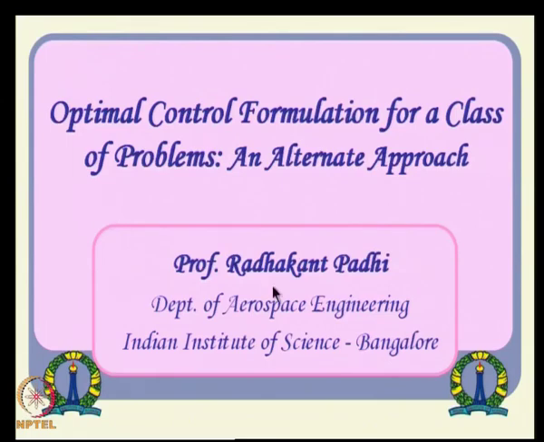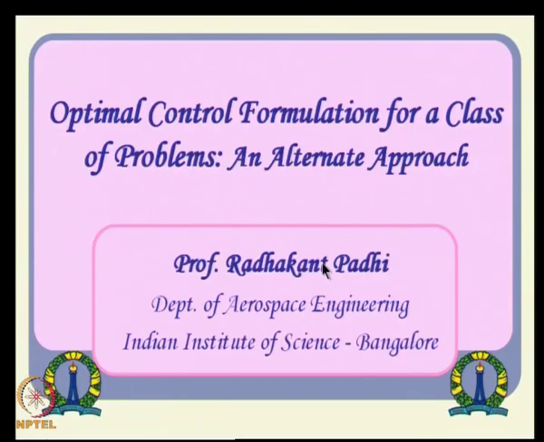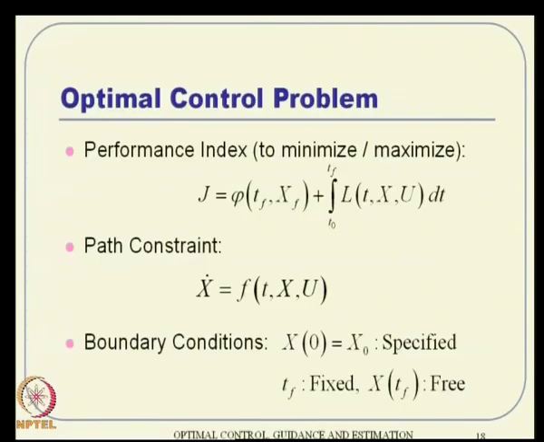Now, what about an alternate approach? We do not have to carry out all this longhand algebra, but in a simplistic sense, let us see whether you can arrive at the same solution. The performance index to be minimized is the same performance index that we started with. Path constraints are nothing but the state equation. Boundary conditions: x of t 0 equals x 0, the initial condition which is specified, and Tf is fixed and x of Tf has to be free.